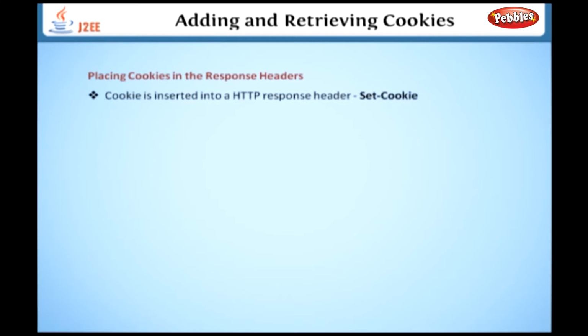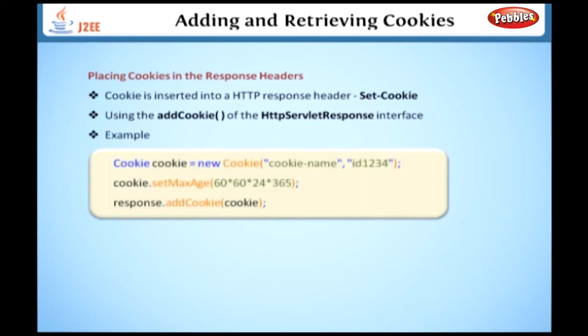The cookie is inserted into an HTTP response header called Set-Cookie using the addCookie method of the HttpServletResponse interface. By using this method, we can add a cookie with the Set-Cookie headers, i.e., previously defined headers. Here is an example for adding a cookie in the response header. First, we create a cookie with a name and value, and then we set the lifetime for a cookie. Finally, we add the cookie in the response using the addCookie method.